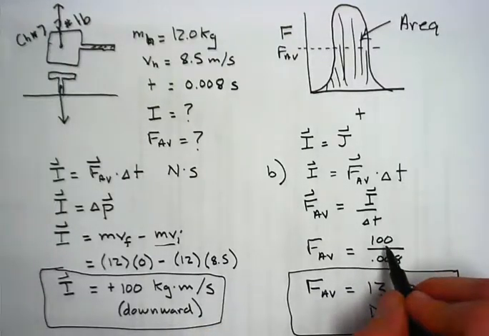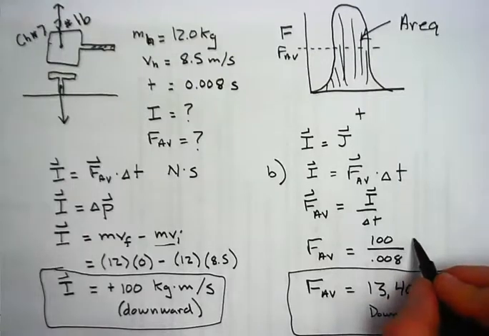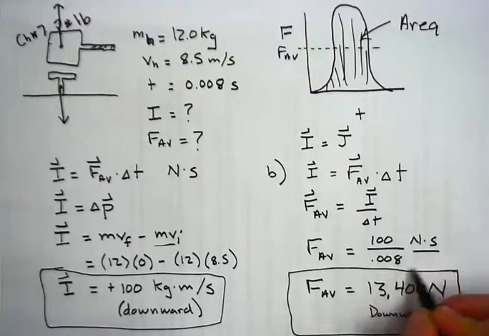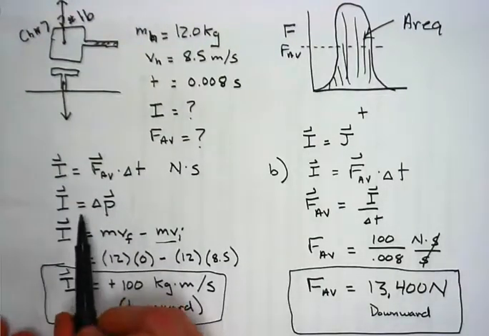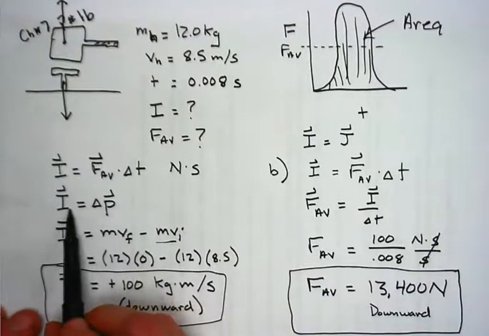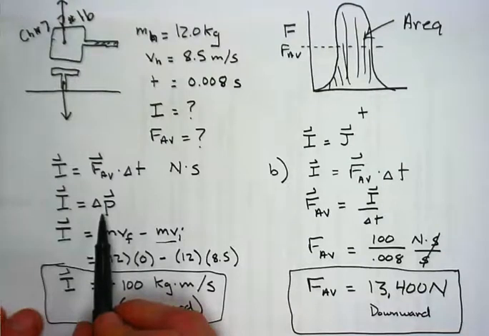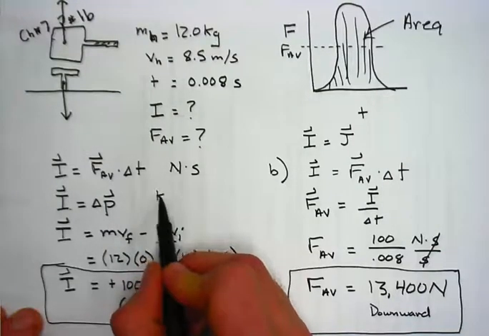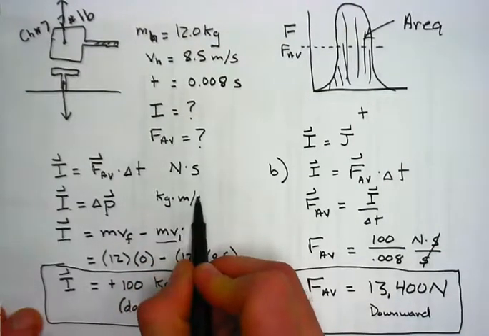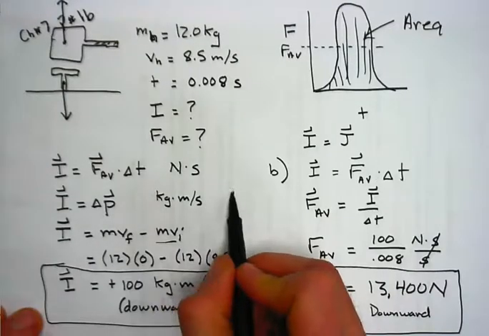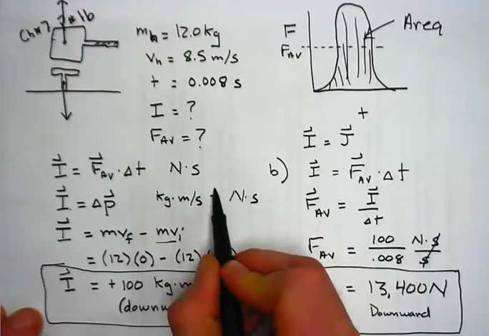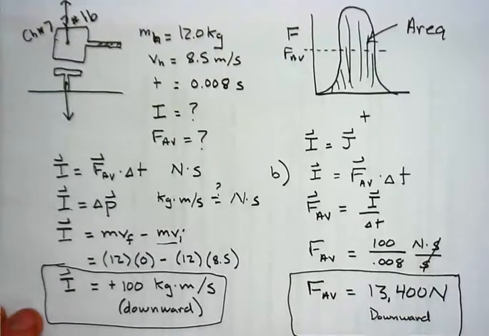Now, some of you may be questioning my units here a little bit. You know, this impulse should be in Newton seconds, and this time is in seconds, so that works out. Now, are the units right in this equation? I mean, after all, a change in momentum should be kilogram meters per second, whereas impulse is in Newton seconds, right? Are these really the same units?